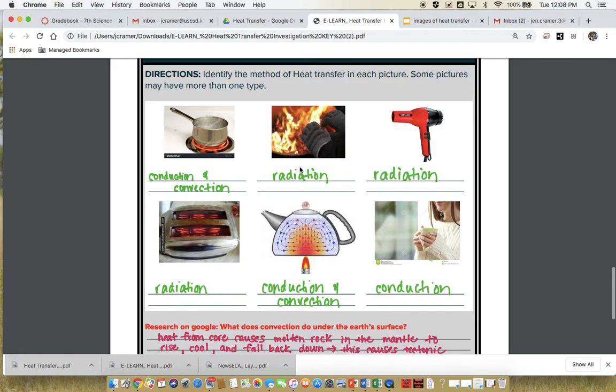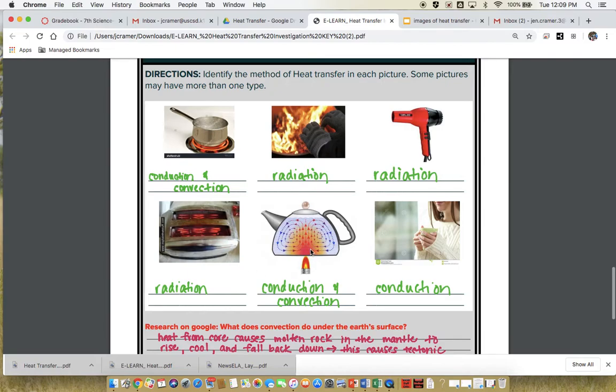Here's a picture of radiation, someone warming their hands with the heat that's radiating or traveling from the fire. A hair dryer is also a source of radiation. The hot air inside the hair dryer radiates out. Same with the toaster. The toast doesn't actually touch the hot coils inside. It just cooks by radiation.